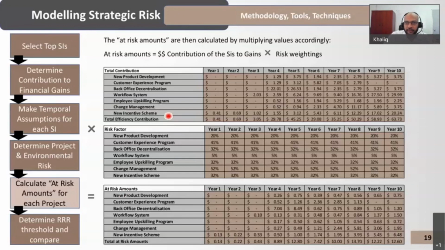So again, this top panel that we're seeing here is your total contribution by strategic initiative. And then these are the risk factors that you would have gotten from considering both project risk as well as environmental risks. And then when you cross multiply, you get the at-risk amounts. So you know how much you've now quantified is at risk in terms of cash flows.